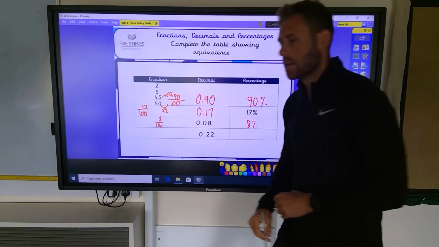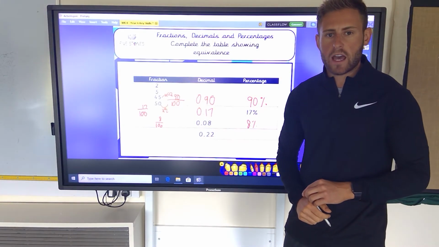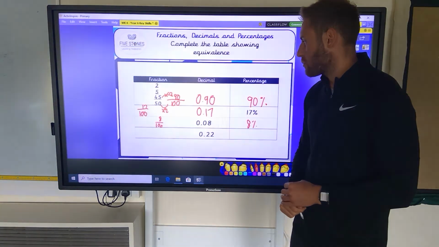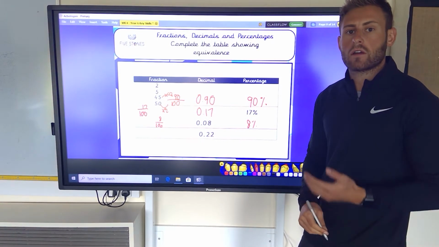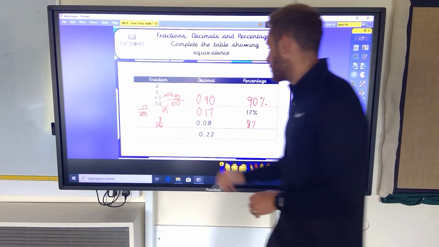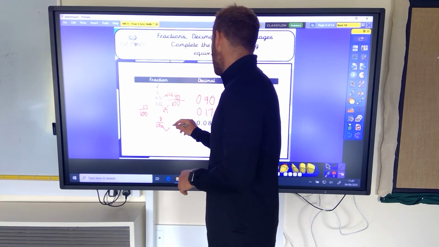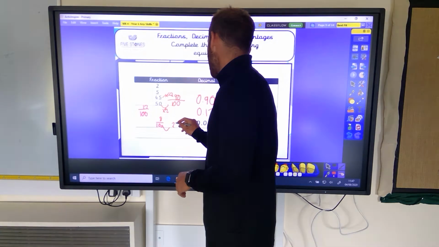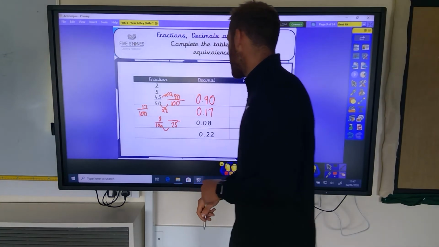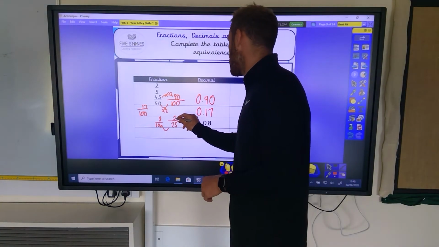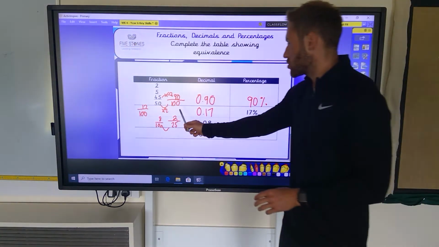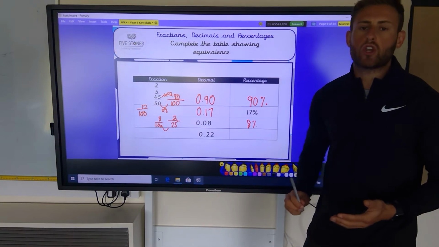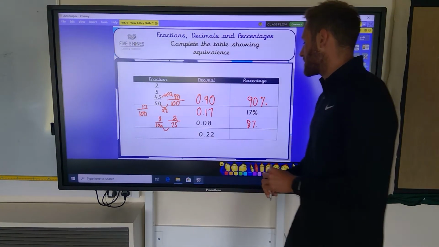Can that be simplified any further? Can we see any common multiples there? Some of you might have spotted 2 straight away. Some of you might have spotted 4. Yeah, so 4 goes into 12... 4 goes into 8 2 times. Can it be shared any further? Is 2 a common multiple of 25? No, it's not. So we've got 2 25ths there.